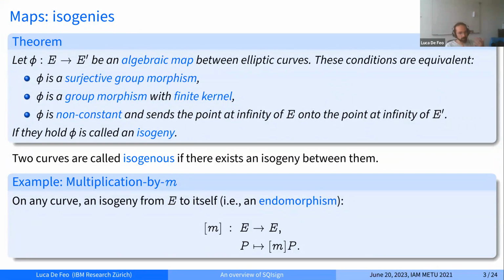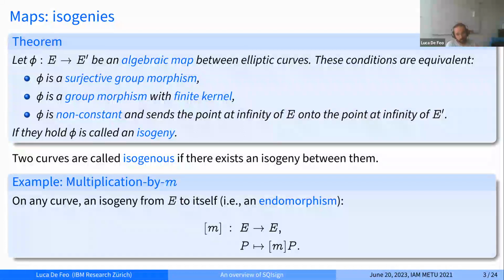So we need to check that this is an isogeny, that it satisfies the conditions of the theorem above. It is certainly algebraic because the addition law is given by algebraic formulas. And so if you compose these algebraic formulas n times, what you get is an algebraic map, polynomials that define your multiplication by n.